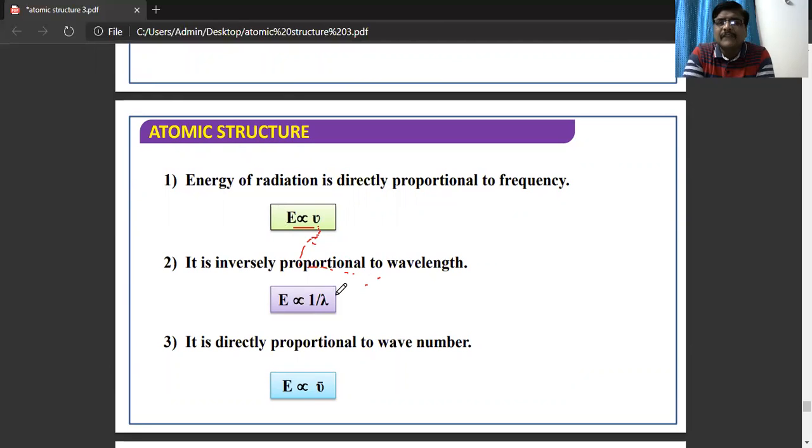So with this, I will conclude this class. In the next class, I will discuss the various atomic models.